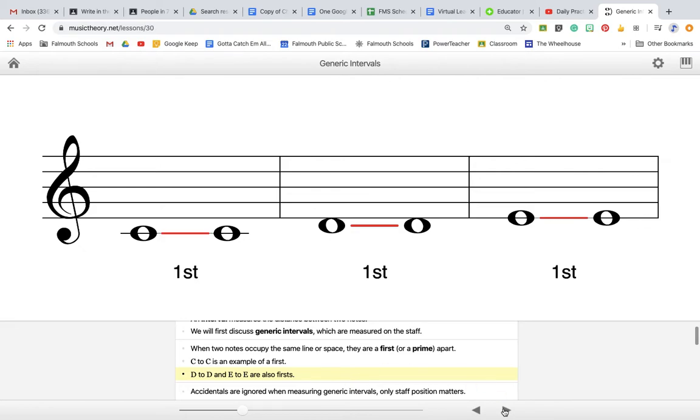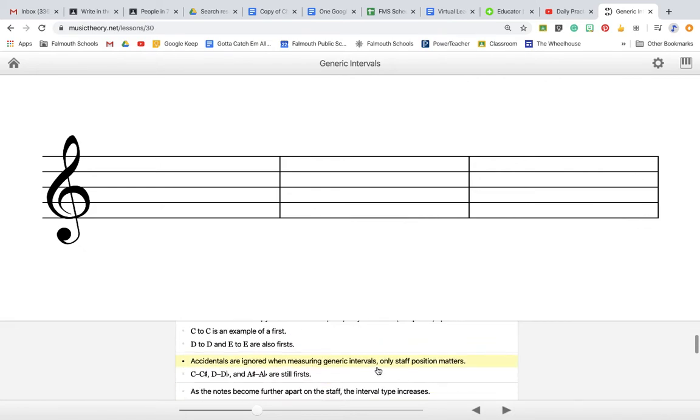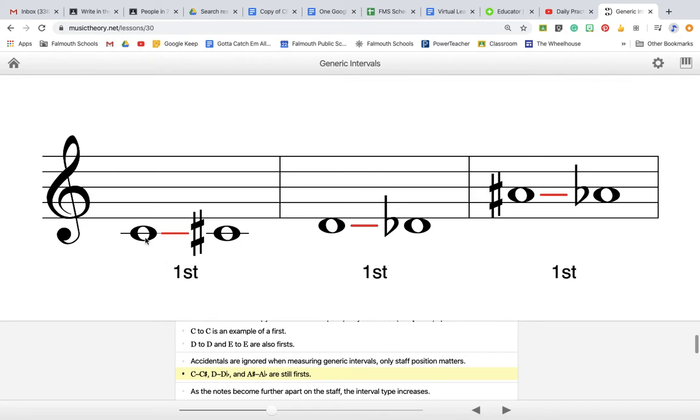Something to be aware of is that accidentals are ignored, so sharps and flats, when we are measuring these intervals. So once again, C to C sharp is still going to be a first, not a unison in this particular example. But we're still in that same pitch name. So even though those aren't the same notes, D to D flat, they are only a first away from each other.